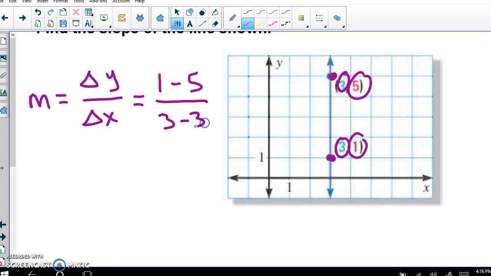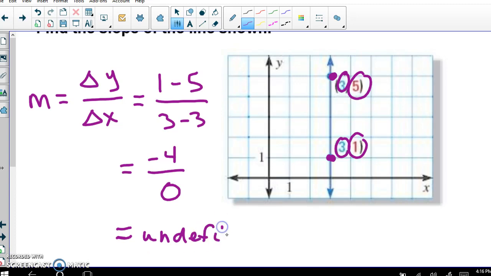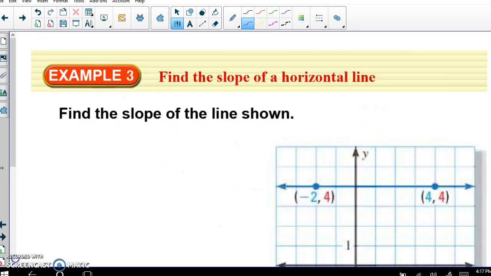So I will do 3 minus 3. And as I simplify, I find a problem. I have 0 in the denominator. And for this reason, we would say that the slope of this line is undefined, because we have no mathematical definition to explain dividing by 0. So the vertical slope is undefined.